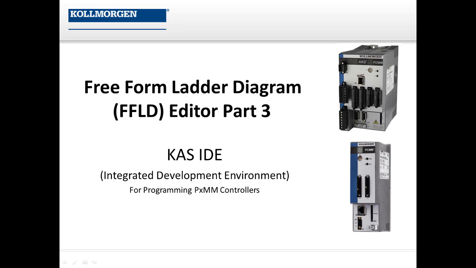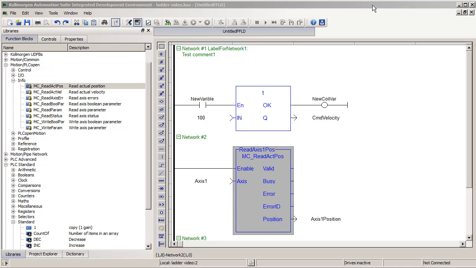In the third video in the series on the freeform ladder diagram editor in the KAS IDE software, we're going to go over some advanced features. This includes using jumps, as well as what we mean by it being a freeform editor, where you can add elements of structured text code inside contacts or as inputs to function blocks.